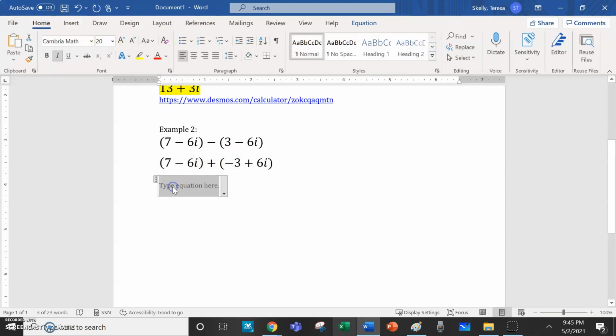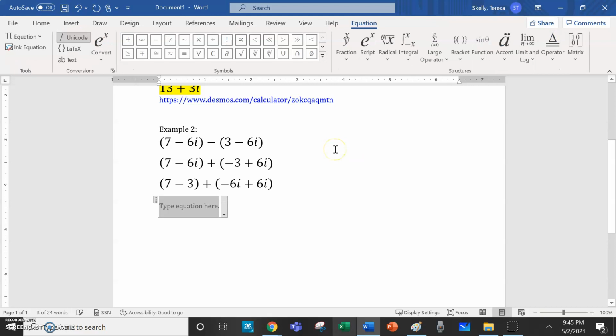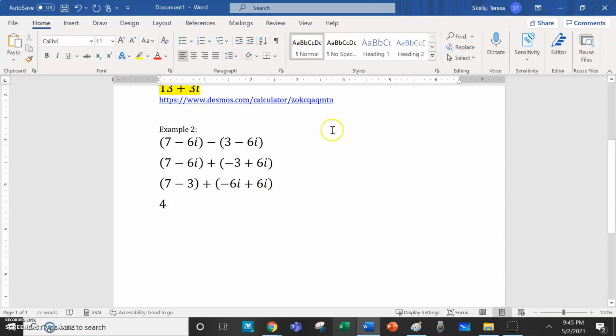Make sure I'm at size 20. So when I do that, I will get 7 and negative 3. So that would just be 7 minus 3 plus negative 6i and positive 6i. And we'll notice something interesting happening here. So 7 minus 3 is, of course, 4. But negative 6i and positive 6i is going to cancel out. So I will have no i. I'll have 0i, which I don't need to write down. So my final answer here ends up being 4.